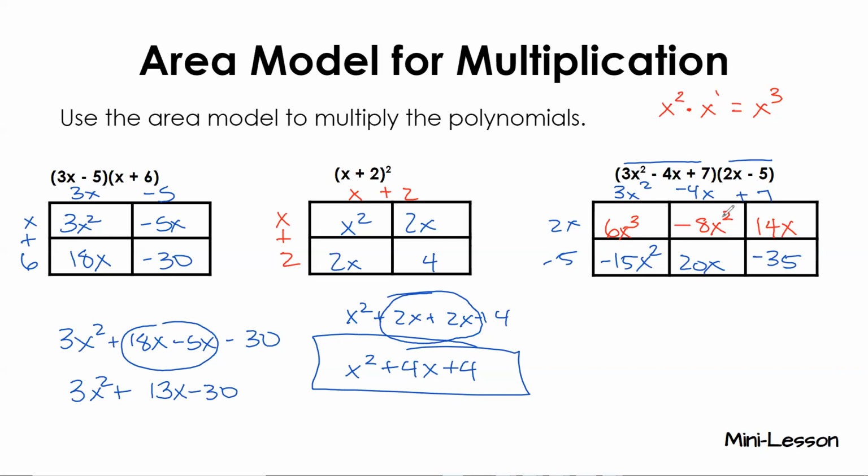Okay, now what we're gonna do, instead of writing all this mess out again, there's a quicker way you can do this. You can actually add up your diagonals because they should have the same terms. So we're gonna go ahead and bring down this 6x cubed. And then we've got negative 15 minus 8, and that's gonna give us negative 23x squared. We got 20x plus 14x. That's going to give us 34x. And then we're just going to bring down that negative 35.